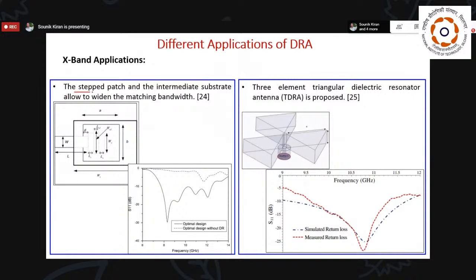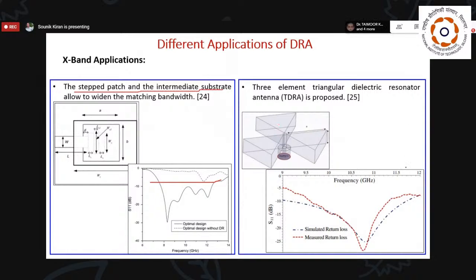You can see here they have used the step patch technique with an intermediate substrate that can be applicable in X band. It's not only one structure. I have just given an example. I have taken those structures. And there are a lot of papers we can find that have been proposed for X band applications.